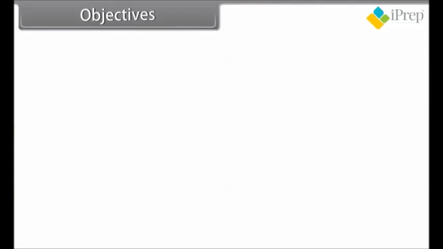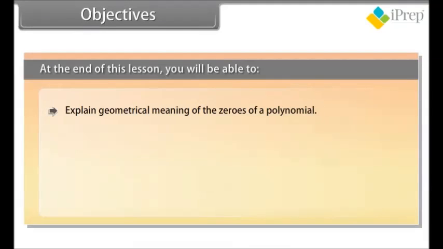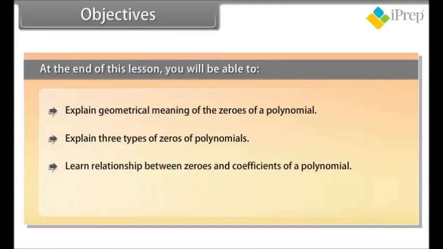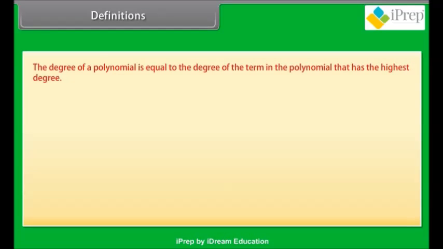Objectives. At the end of this lesson you'll be able to explain geometrical meaning of the zeros of a polynomial, explain 3 types of zeros of polynomials, learn relationship between zeros and coefficients of a polynomial, explain division algorithm for polynomials.